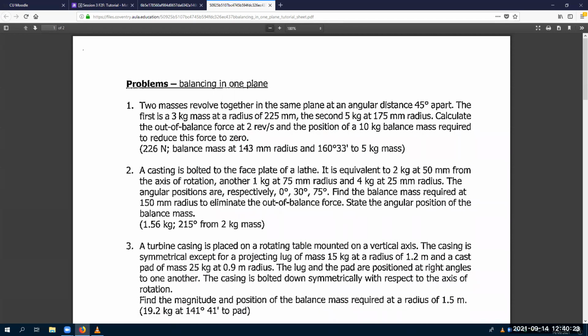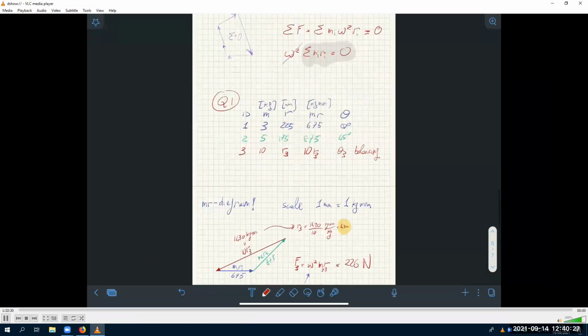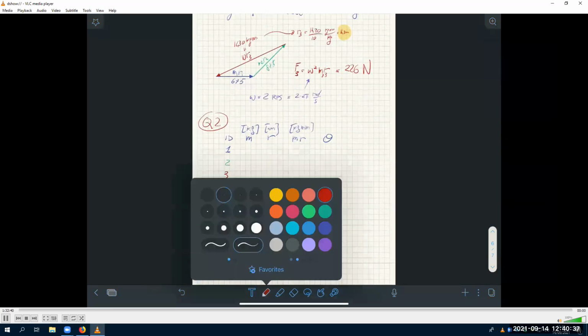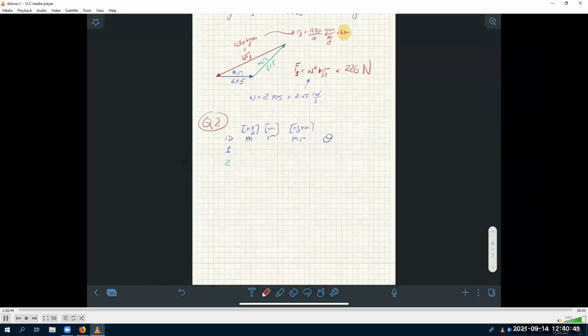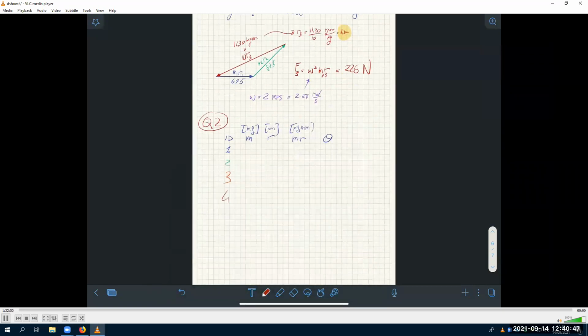So I'm going to fill up the table. I'm going to copy this table, but now I'm adding a 3rd mass. Sorry, a 4th mass. This is my balancing mass.